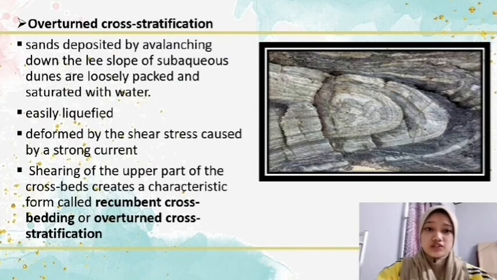Next is the overturned cross stratification. Sand deposits avalanching down the lee slope of subaqueous dunes are loosely packed and saturated with water, so they are easily liquefied and can be deformed. Shear stress causes strong overturning of cross beds, and the shearing of the upper parts of the cross bed creates a characteristic form called recumbent cross bedding or overturned cross stratification.